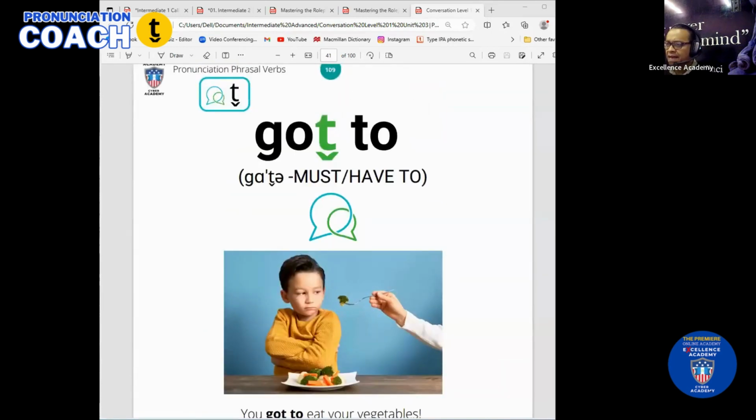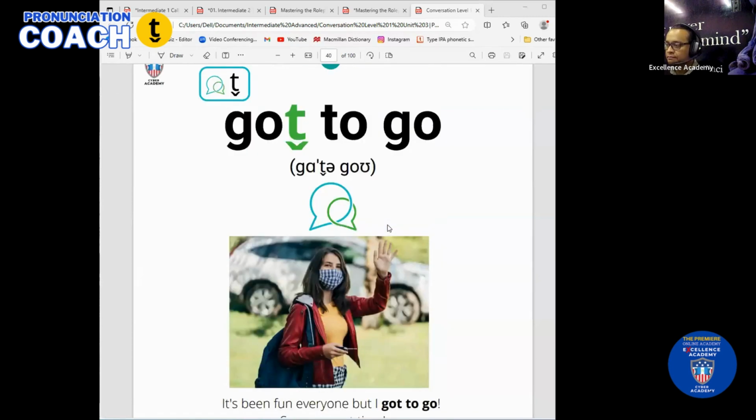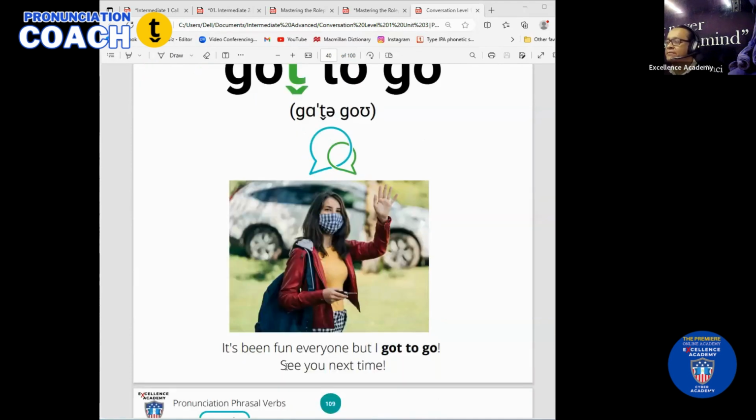Over here, "got to," like saying must or have to. Instead of saying "got to," we're going to say "gotta, gotta, gotta." In this example, you gotta eat your vegetables. You gotta eat. You gotta go. You gotta work. You gotta learn. Like in this example, "got to go." Instead of saying that, you're gonna say "gotta go." Hey guys, I gotta go. It's been fun, everyone, but I gotta go. See you next time.